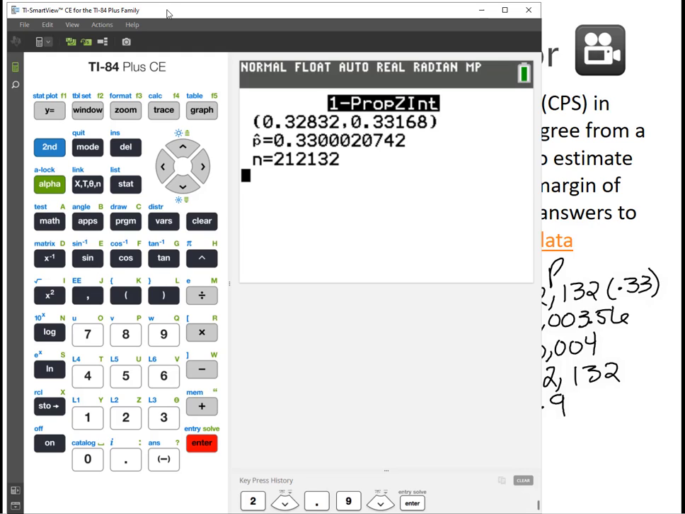All right, so I'm going to stop here, and my answer is that first entry, the 2 numbers inside the parentheses. For my purposes, I get 0.32832 for my lower confidence limit. It says to round that to 3 decimal places, so that's 0.328. My upper confidence limit is 0.3316. Again, 3 decimal places, so I'm going to round that to 0.332.